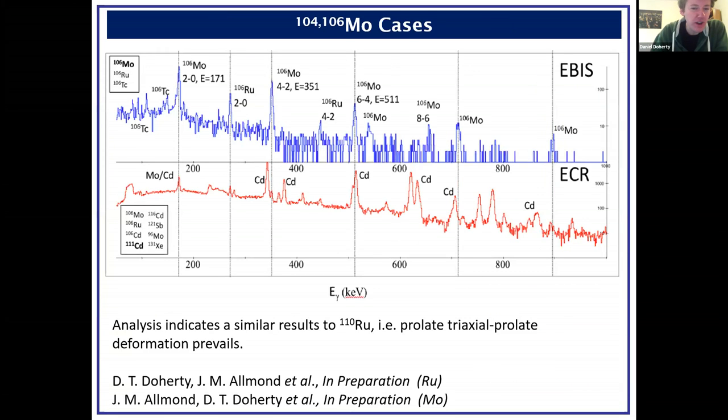I probably don't have time to discuss this in any detail, and since I'm not leading this analysis myself, I shouldn't say too much about it, but in addition to these ruthenium cases, we also have massively improved data for molybdenum-104 and molybdenum-106. And there's the nice case that you've measured two neighbouring even mass nuclei, so you can sort of tell a story between the two.